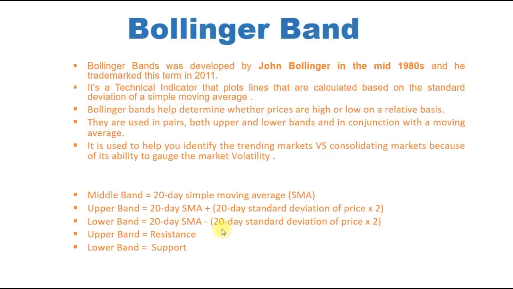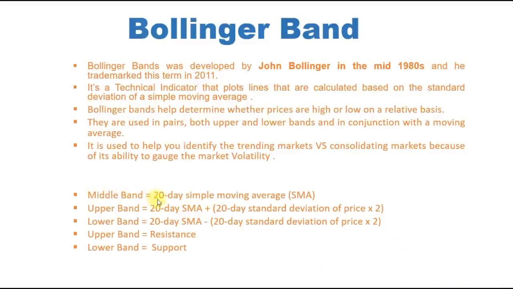Also, how can we use this Bollinger Band? We should always use this Bollinger Band in pairs. Pairs means the upper band and the lower band in conjunction with the moving average. That is, we should use the upper band and lower band also with the moving average, that is the simple SMA. And it is also used to identify the trending market versus the sideways market, that is consolidating markets, based off its ability to gauge the market volatility. So Bollinger Band is also used to identify the market volatility.